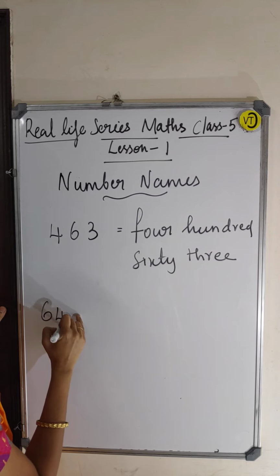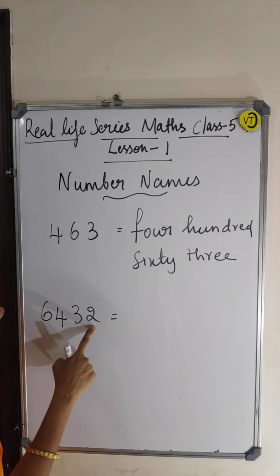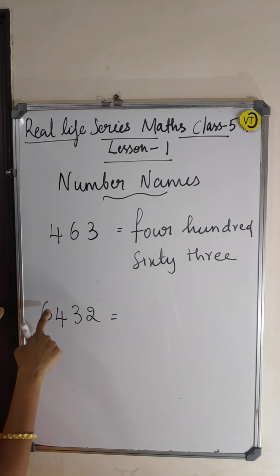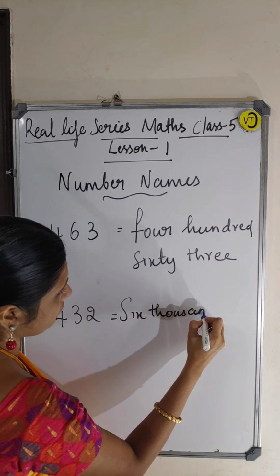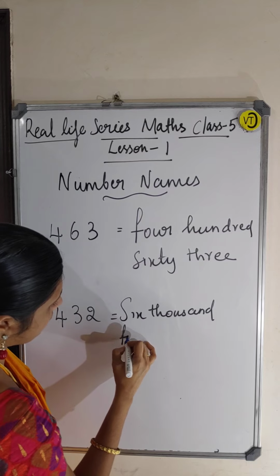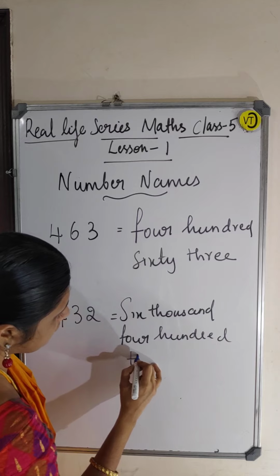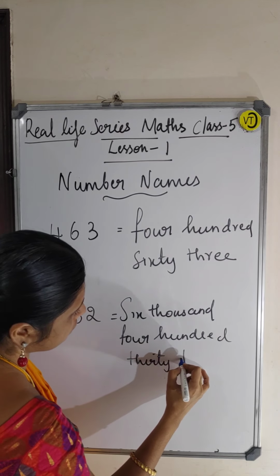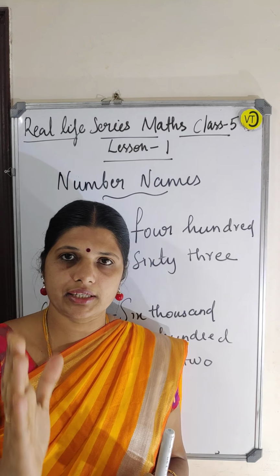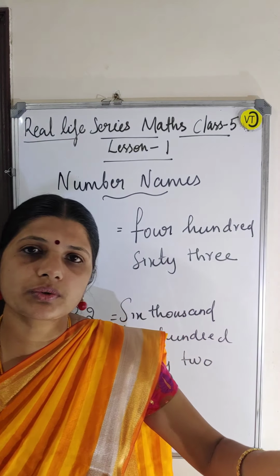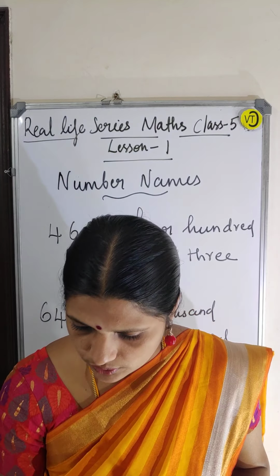Now 6432. How can you write this? It is a 4-digit number. So ones, tens, hundreds, thousands. So you have to write here 6,432. You know the place values, no? Ones, tens, hundreds, thousands, 10,000, lakhs, 10 lakhs, it will go on like that, right? Okay.